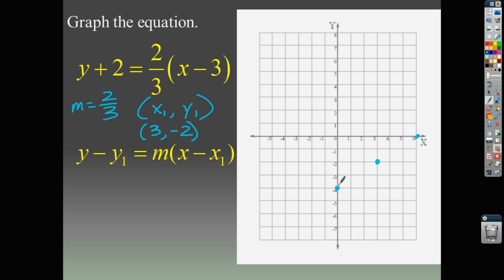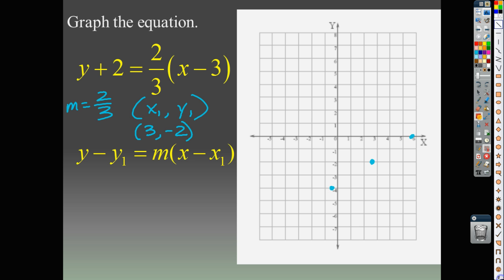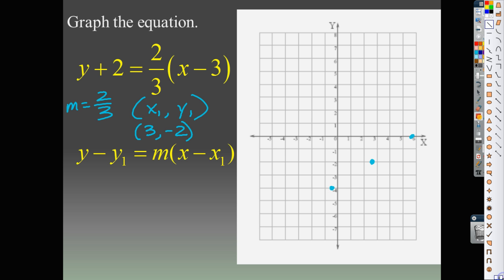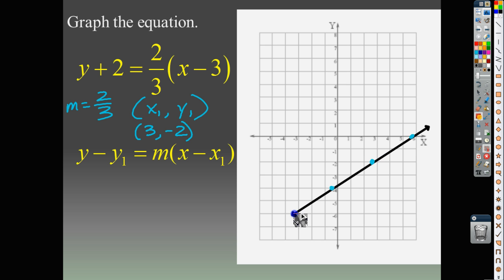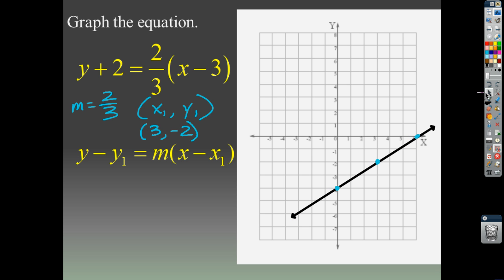So this isn't necessarily... you don't need point slope for this one. But as you can see, it's a little bit easier to do it this way, and put in a line here, and there we have it. Okay, let's move on.